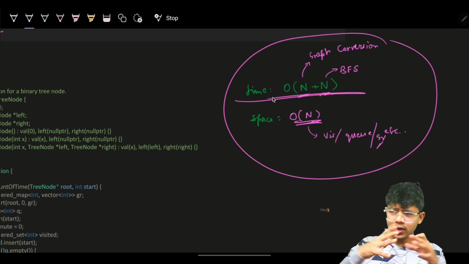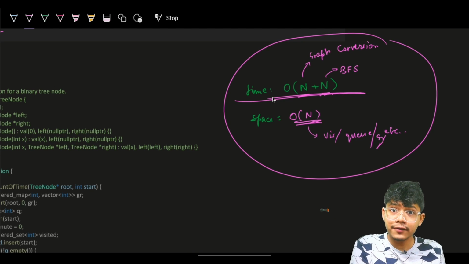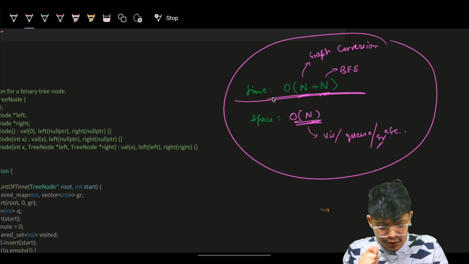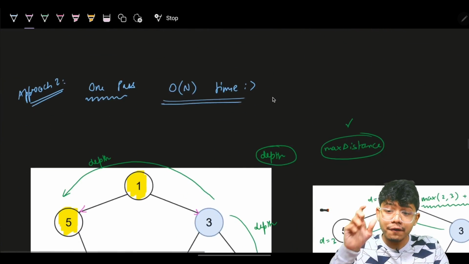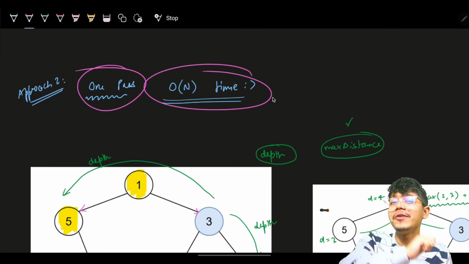We can't do it in O of log n or something, which means I have to go to every node so as to find the distance. For sure, I have to go to every node. Every node means I have to get the time as O of n. But if you saw here, I was using O of n plus O of n. So can we do it in O of n time only? Just one pass. So now we will see how we can do it in one pass.